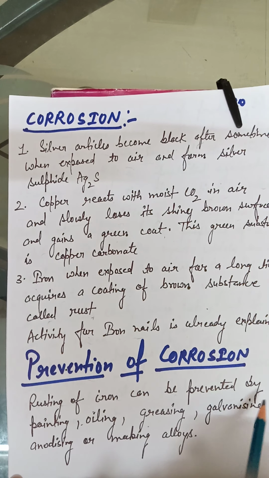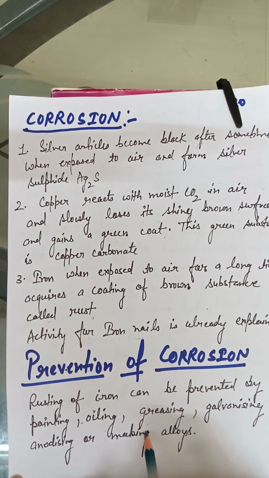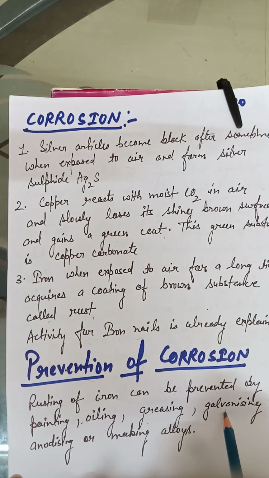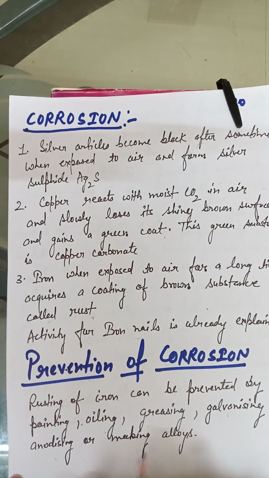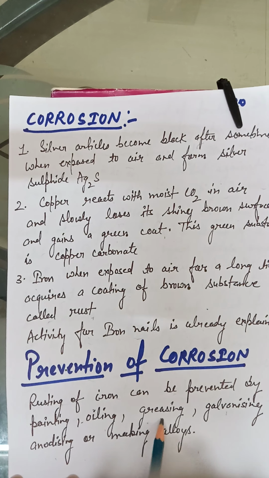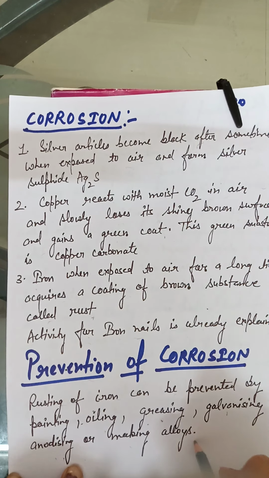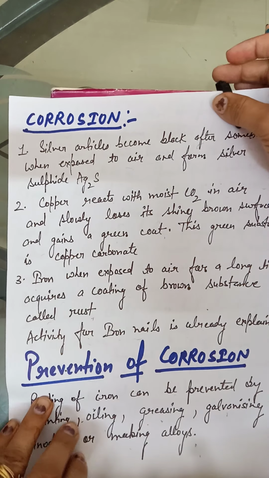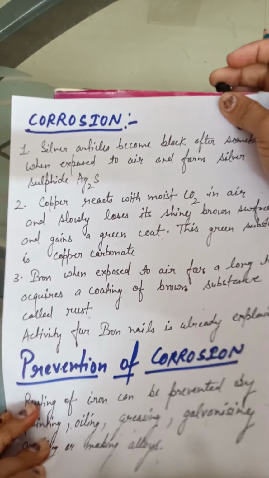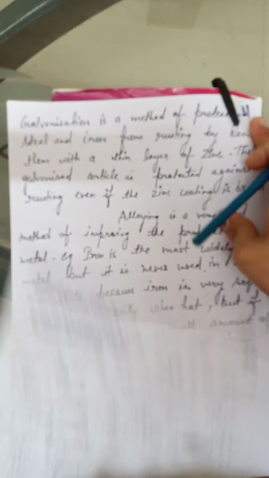Rusting of iron can be prevented by painting, oiling, greasing, galvanization, anodizing, and making alloys. All these processes we have discussed. Painting you know, oiling you know, greasing you know, galvanization we will discuss here, anodizing is already explained, and making alloys means when we are combining metals and non-metals, some new compounds are formed, and those new compounds are called alloys.